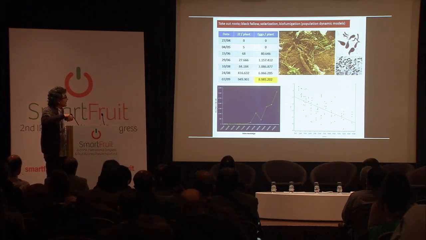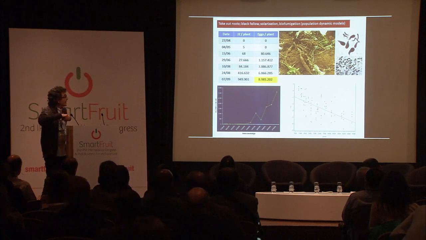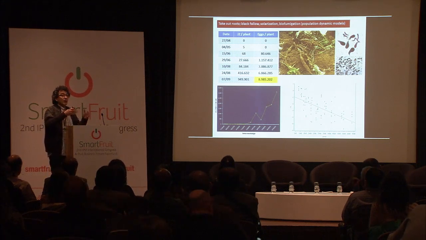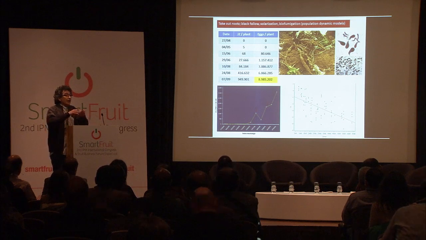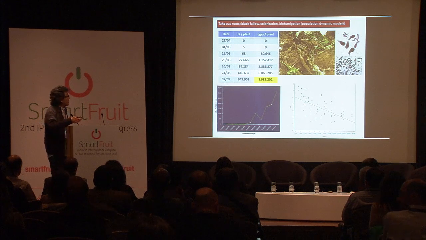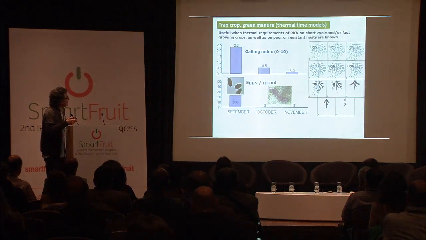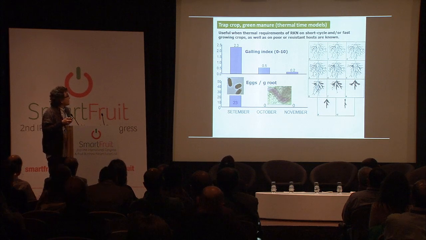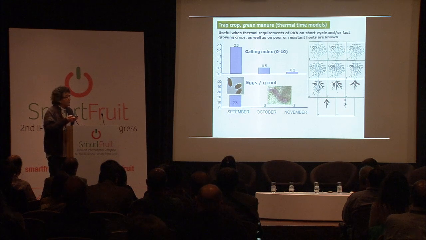Now, the young individuals that are in the soil seeking a plant will stay there, but solarization and biofumigation, which increase the temperature in a short period of time, will reduce the survival of these nematodes more quickly. With regard to plant actions, such as green manure and trap crops, we have thermal requirement models.